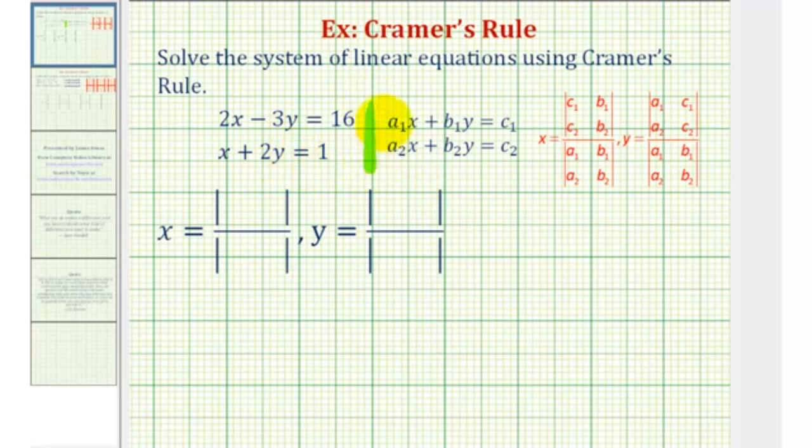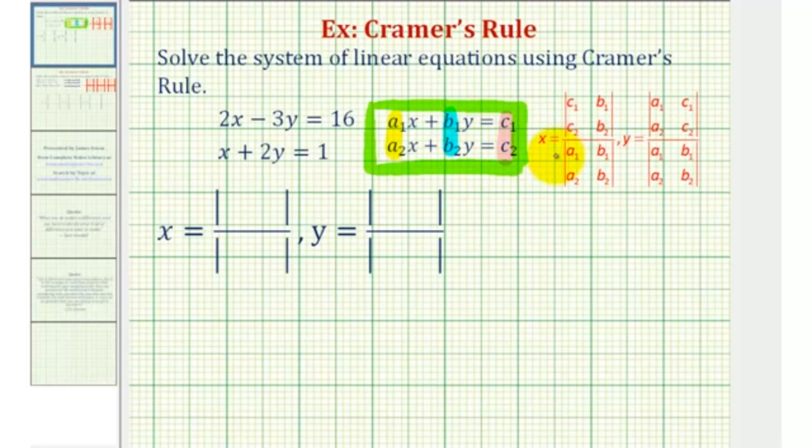The first step in using Cramer's rule is to make sure the linear equations are in standard form, or this form here. If the linear equations are in this form, then the solution, or the value of x and y that satisfy both linear equations, is given by the quotient of these 2 by 2 determinants. Notice that a sub 1 and a sub 2 are the coefficients of x, b sub 1 and b sub 2 are the coefficients of y, and c sub 1 and c sub 2 are the constants.